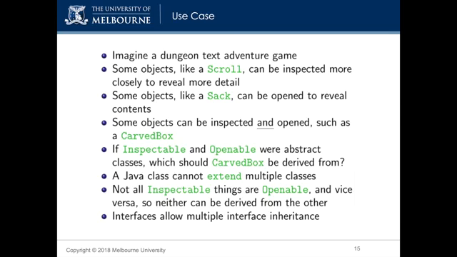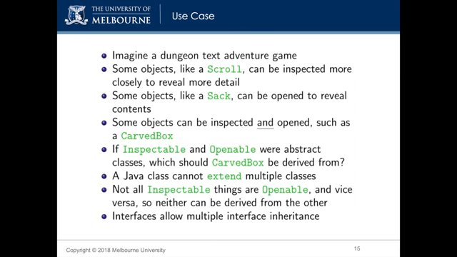So we'll be looking at a dungeon text adventure game, and the idea is that we'll have 3 items: a scroll, which is like a parchment of paper, a sack, which is just a bag made out of hessian, and a carved box. Each one of these items will become a sort of dungeon item, an item within that dungeon, and each one will have unique characteristics, but they will also share characteristics such as being openable or inspectable.